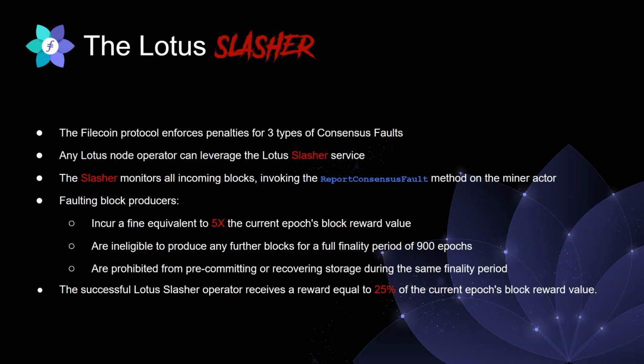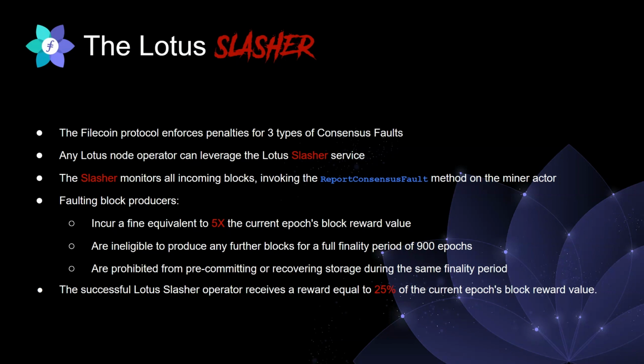Let's start with the Lotus Slasher. The Filecoin protocol enforces penalties for three types of consensus faults. You can find direct links to these consensus faults in the description below. Any Lotus node operator can leverage the Lotus Slasher service. The Slasher monitors all incoming blocks, invoking the report consensus fault method on the miner actor.